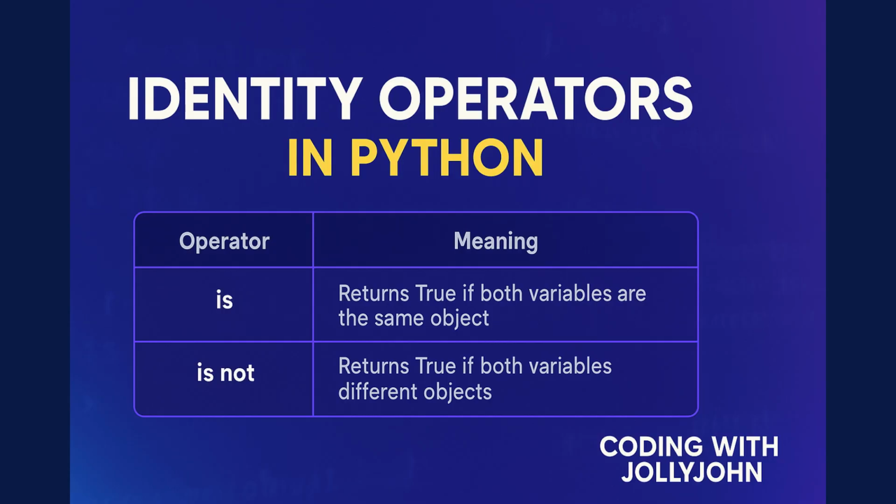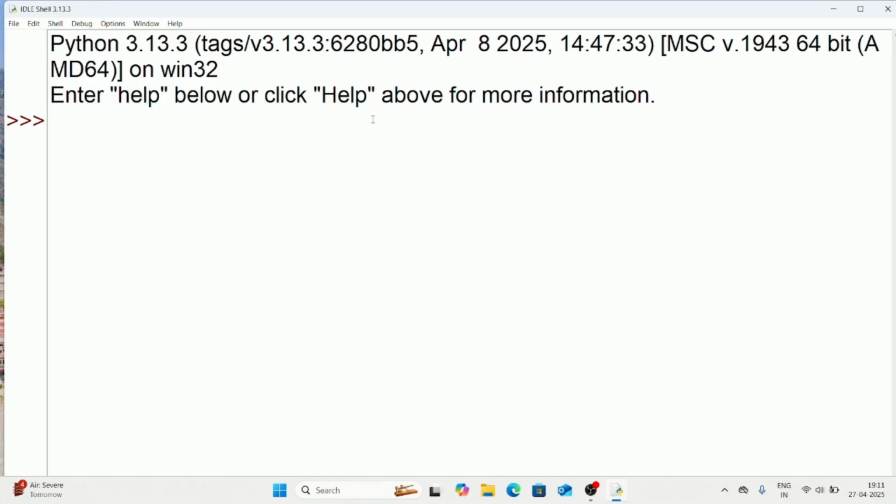Next, we are moving forward with the identity operators. Identity is nothing but checking if two variables are the same object in memory or not. That means you have two variables, and these variables belong to the same memory or not. For checking this purpose, it will help you. Let's try to analyze. I will take x = [1, 2, 3], a collection of data like this. Another variable, y = [1, 2, 3], I am taking.